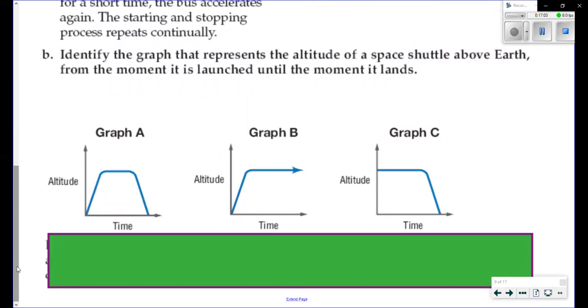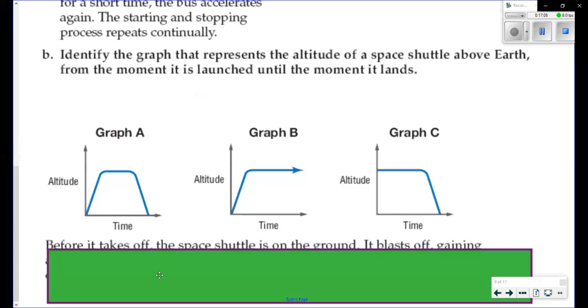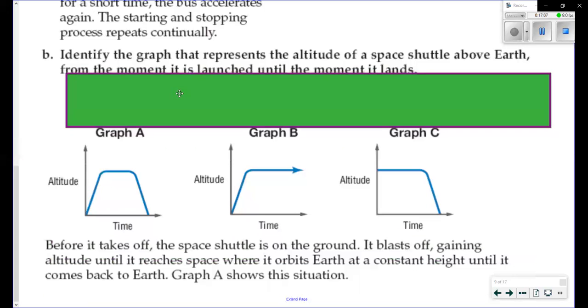If you said graph A, you are correct. And graph A, because it says, before it takes off, the space shuttle is on the ground. So it started at point 0. Ground zero, I could say that way. Then it blasts off, so that means it accelerated up to the sky, gaining altitude, until it reaches space where it orbits the Earth at a constant height. So this is when it's in space, and it's just orbiting around the Earth.